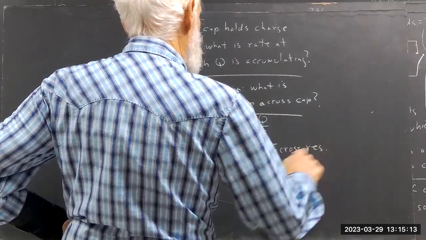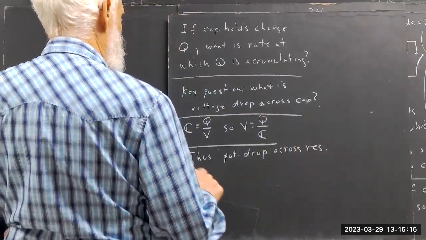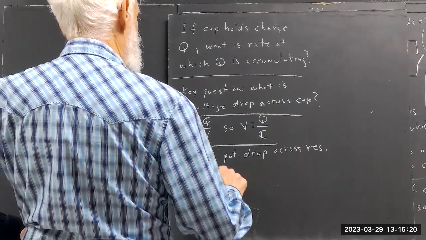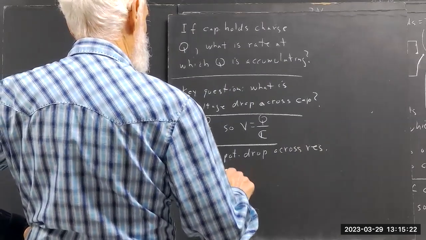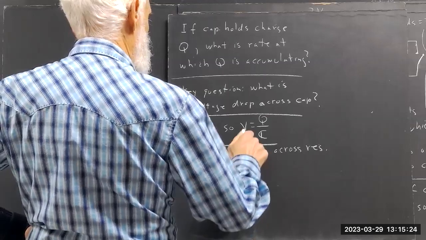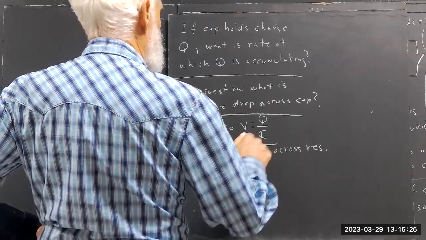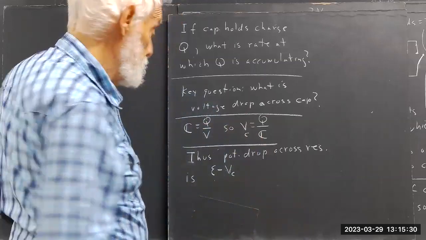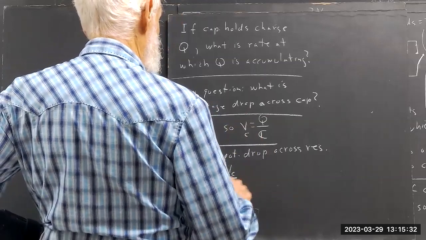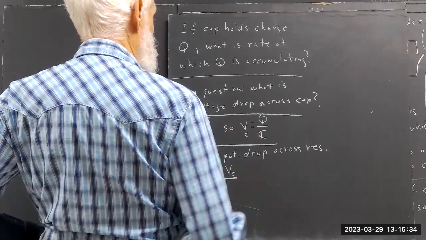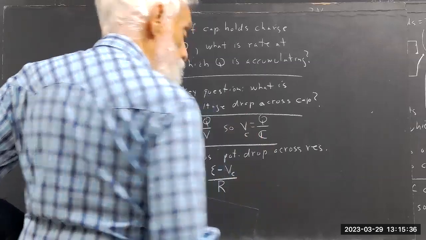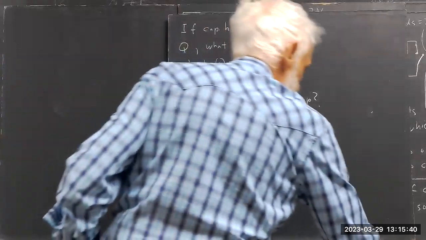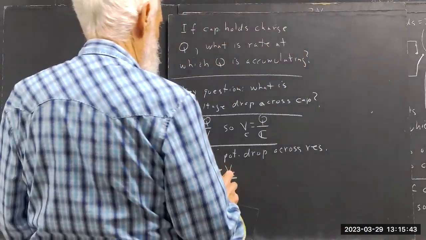What's a resistor? I'll call this V sub C, the voltage across the capacitor. It's only one resistor. And I'm stepping ahead of myself.